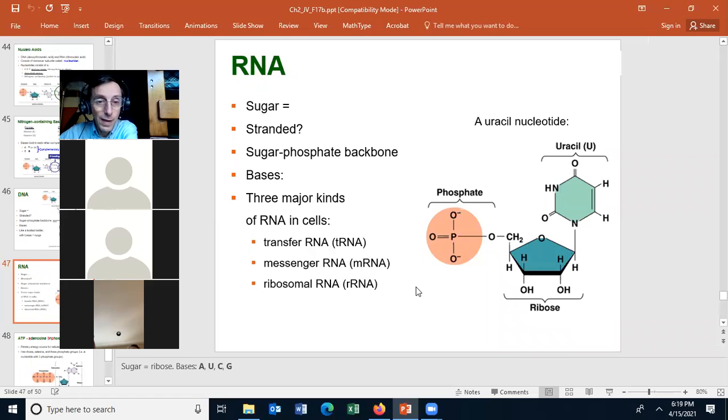What's the difference between these molecules? Do they have the same nucleotides? Yes, they have the same nucleotides. The only difference between tRNA and messenger RNA is the sequence of the nucleotides. The arrangement of the four nucleotides, A, U, C, G. That's what only determines whether it's a tRNA, a messenger RNA, or an rRNA.